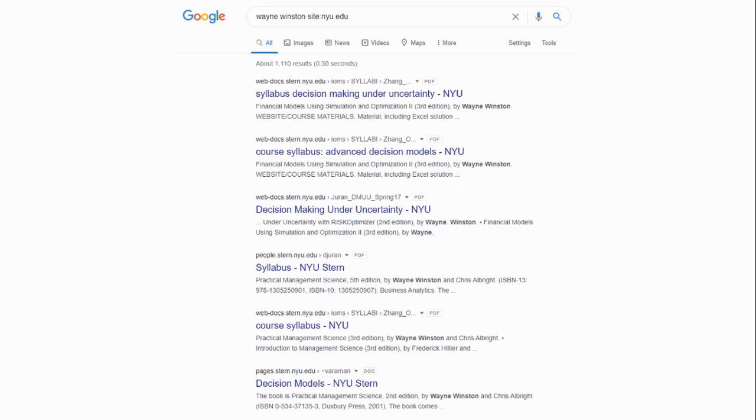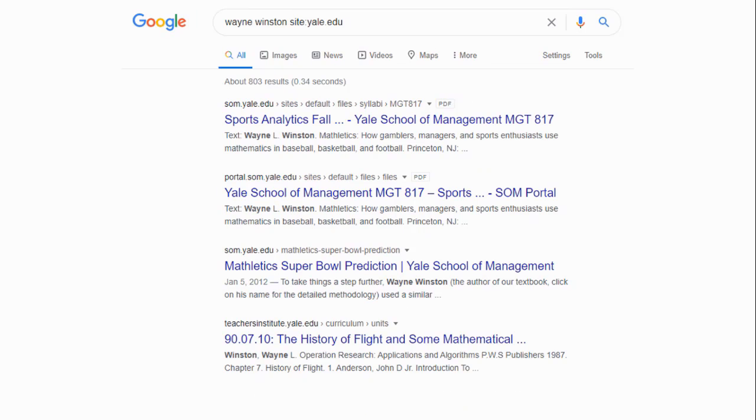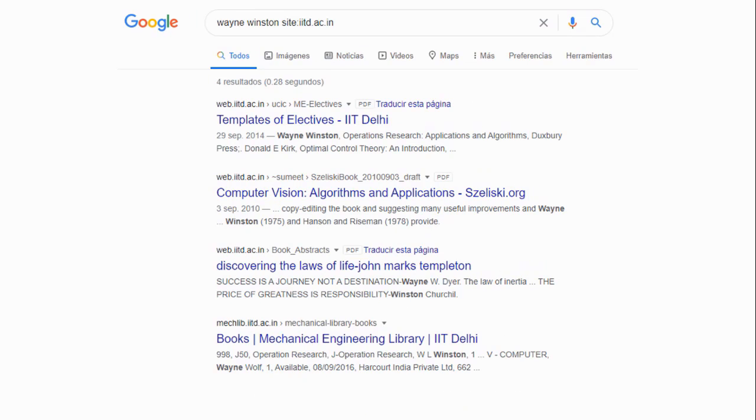NYU, also in New York, is using his material. You could go to Yale. And here's an interesting one, because this is IIT, which is in India, and it's the number one school in India. It's apparently the hardest university in the world to get into, because everybody applies to it, and it has a very, very low acceptance rate.